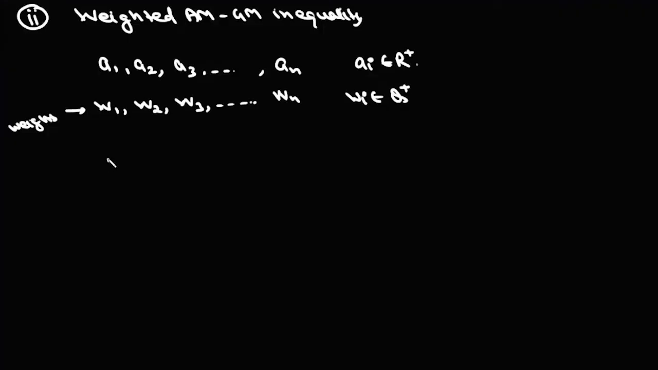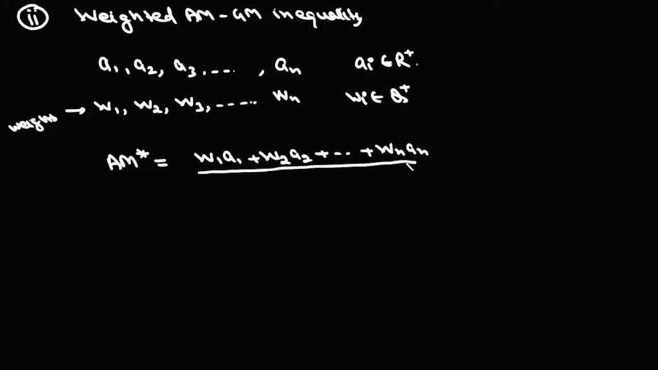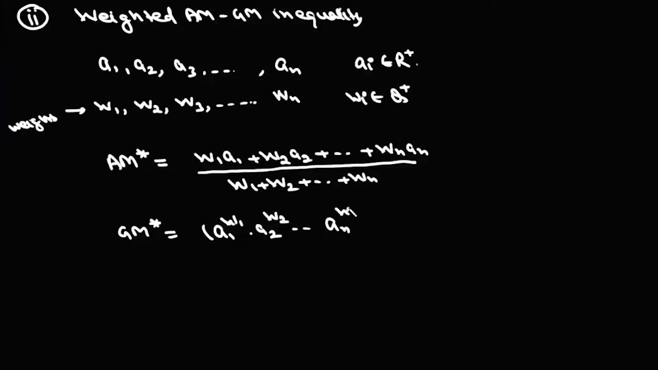Then we can write their weighted arithmetic mean as this AM star, and it will be w1 a1 plus w2 a2 up to wn an upon w1 plus w2 up to wn, and we can write their weighted geometric mean as a1 to the power w1, a2 to the power w2 and an to the power wn, whole to the power 1 upon w1 plus w2 up to wn.